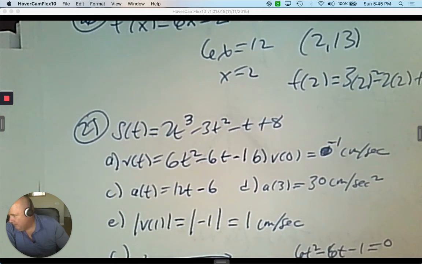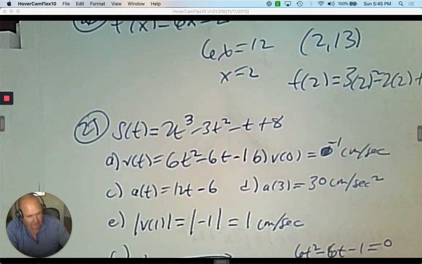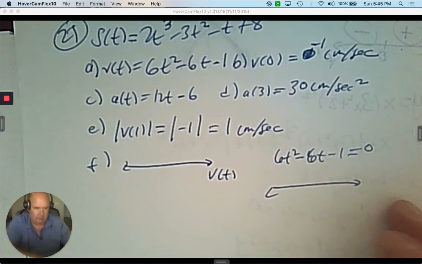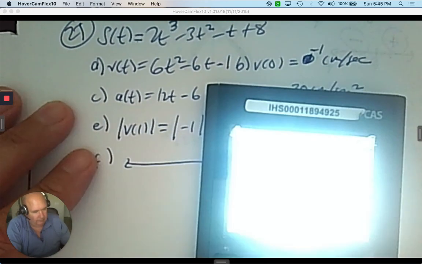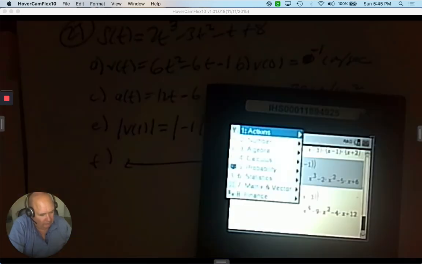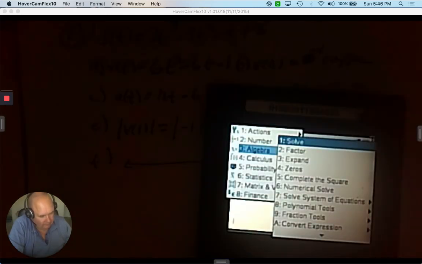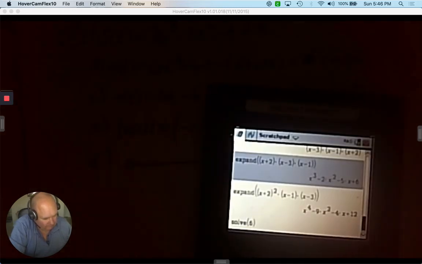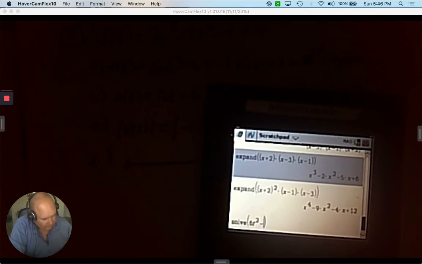So if you make that equal to 0 and you solve it, I'd use a calculator. So if you took this and you used a calculator to solve it, let me show you. Press menu, then algebra, then solve. And then we have 6t squared, subtract 6t, subtract 1, comma t, equals 0.